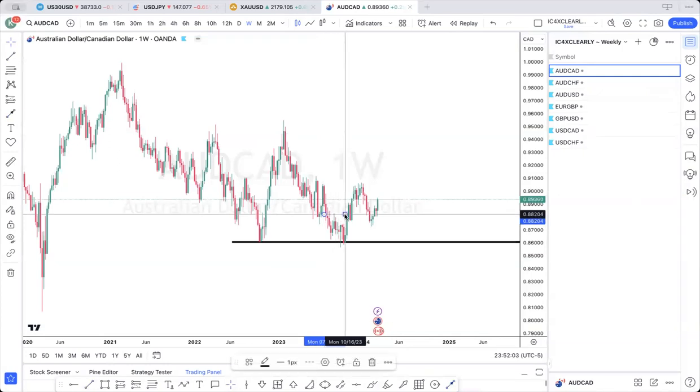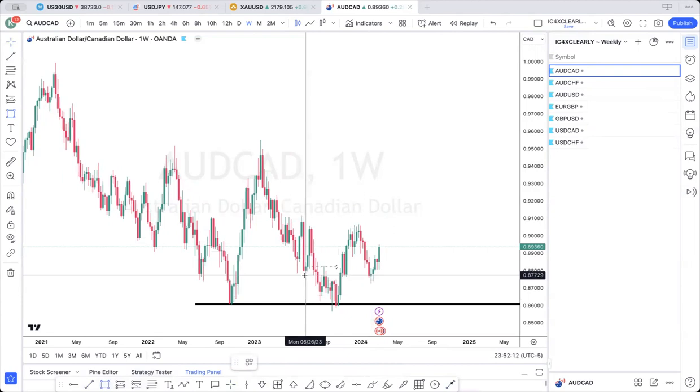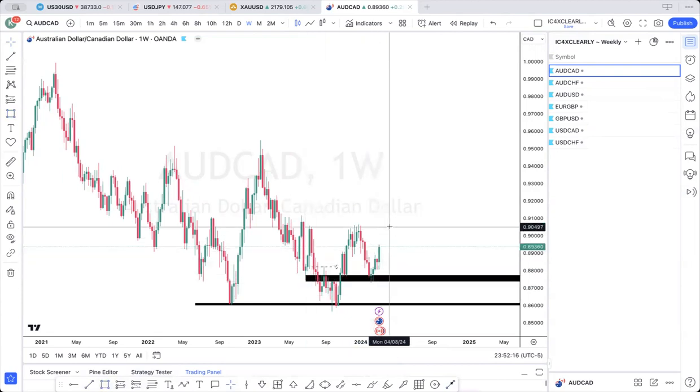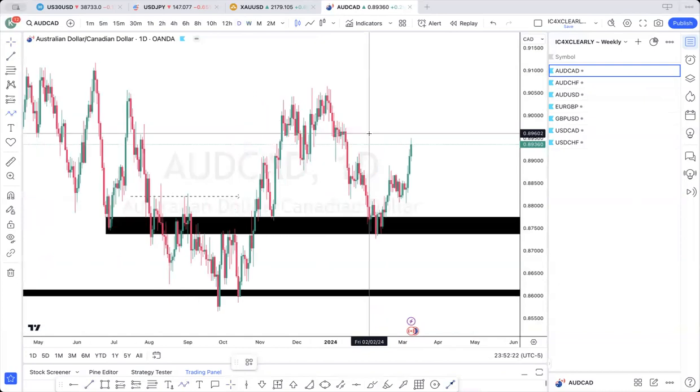So price has pulled back to this key level here, and price is now taken off. So if we're looking at market structure, let's go to the daily. You can see it a little clearer.